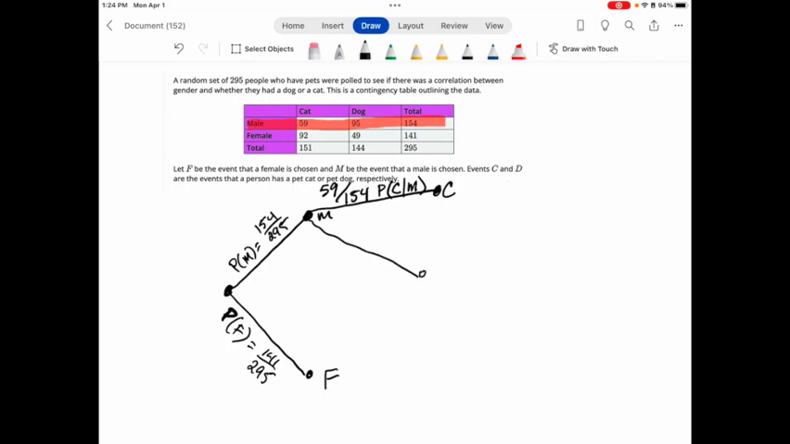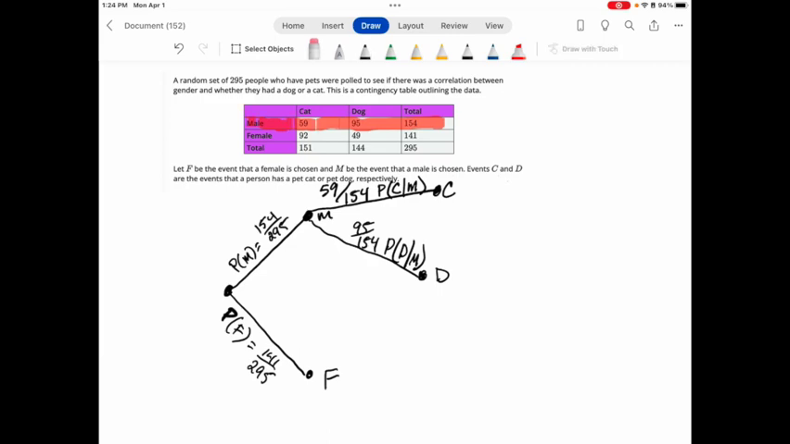Now I'm going to come down and look at what happens if I pick someone with a dog. Again, since I'm looking at the branch where I've already picked a male, out of the men, looking at the people that have a dog, that would be 95 out of 154. So this is the probability of picking someone with a dog, given that we know we already picked a male.